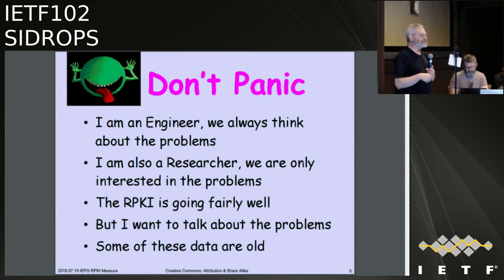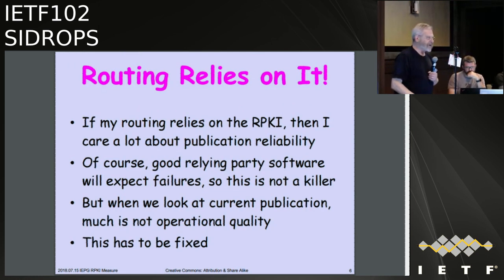The real problems with the RPKI, what actual problems do we have? I'm an engineer, I worry about problems. I'm a researcher, we only care about problems. Okay, the RPKI is doing fairly well, and warning, some of these data are old and I'm going to whiz through them. Routing relies on it, which is why I care. But when we look at current publication, which is mostly by the RIRs, it is not of operational quality.